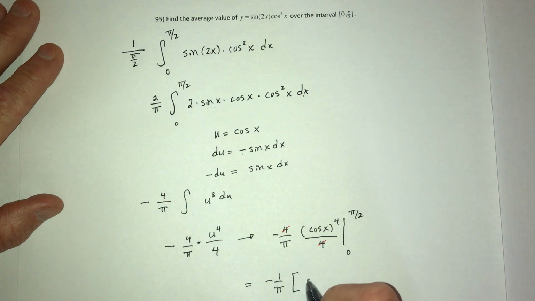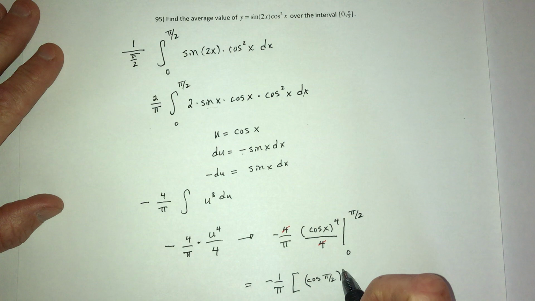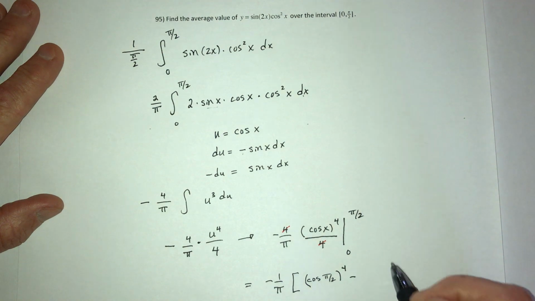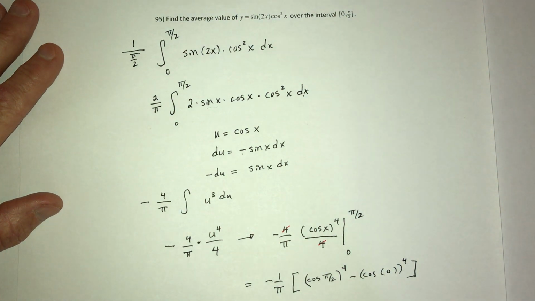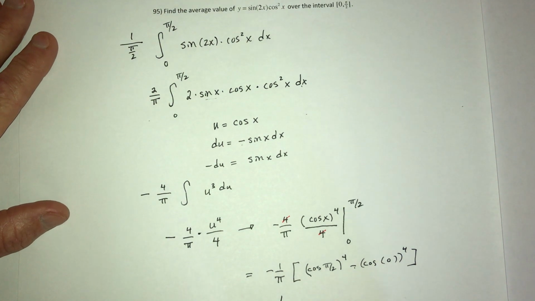And so there's a negative 1 over pi. And then I need cosine of pi over 2, that's going to be raised to the 4th, minus cosine of 0, and that's going to be raised to the 4th. Cosine of pi over 2 is equal to 0, so this is gone. That's 0. Cosine of 0 is 1, so it means it leaves a negative 1. And then that negative 1 times this one means that it's positive 1 over pi.